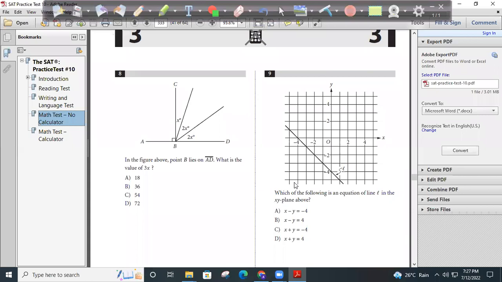Lines and angles. You can solve question number 8, a simple basic question. Everyone should type your answer in the chat box. Question number 8 in section 3. Everyone should type here. Be fast.